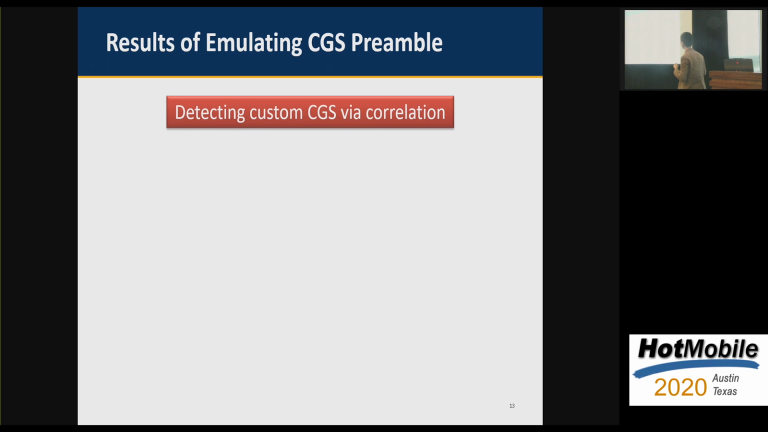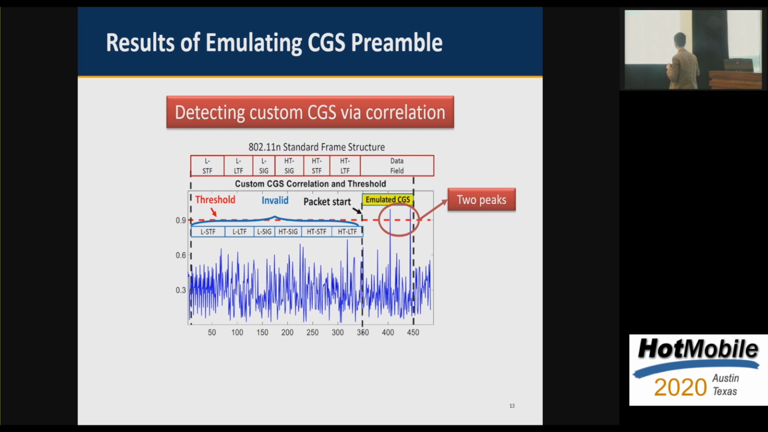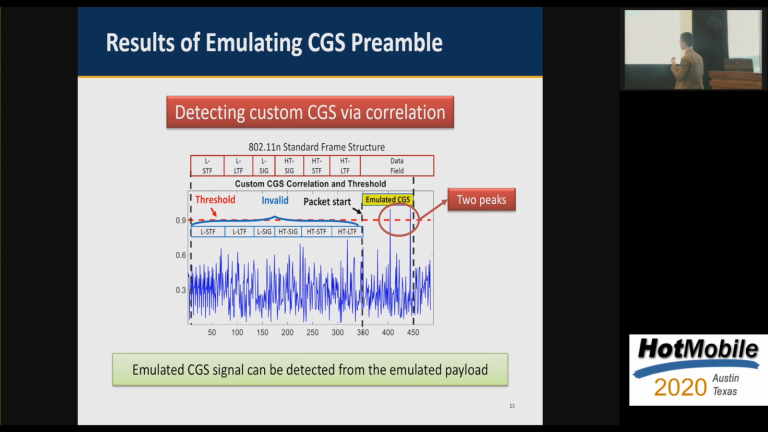So here's our result. First, we need to detect the CGS, of course. This is the key for the emulation. As you can see from here, we do see two peaks from the correlation result, and all of the previous frames are just below the threshold, which is not recognizable by the RX. So we can say that the emulated CGS can be detected from the emulated payload.